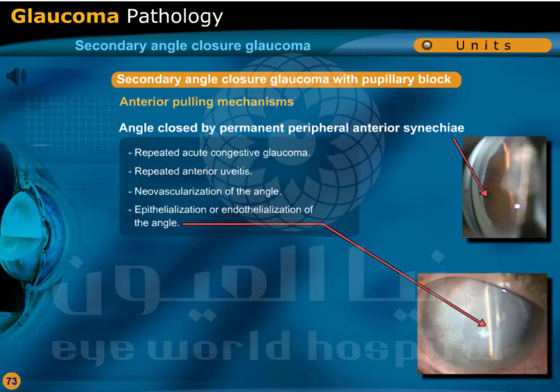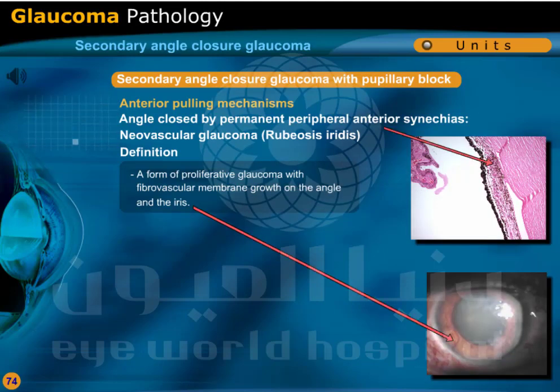Anterior pulling mechanisms: angle closed by permanent peripheral anterior synechiae, in repeated acute congestive glaucoma, repeated anterior uveitis, neovascularization of the angle, epithelialization or endothelialization of the angle.